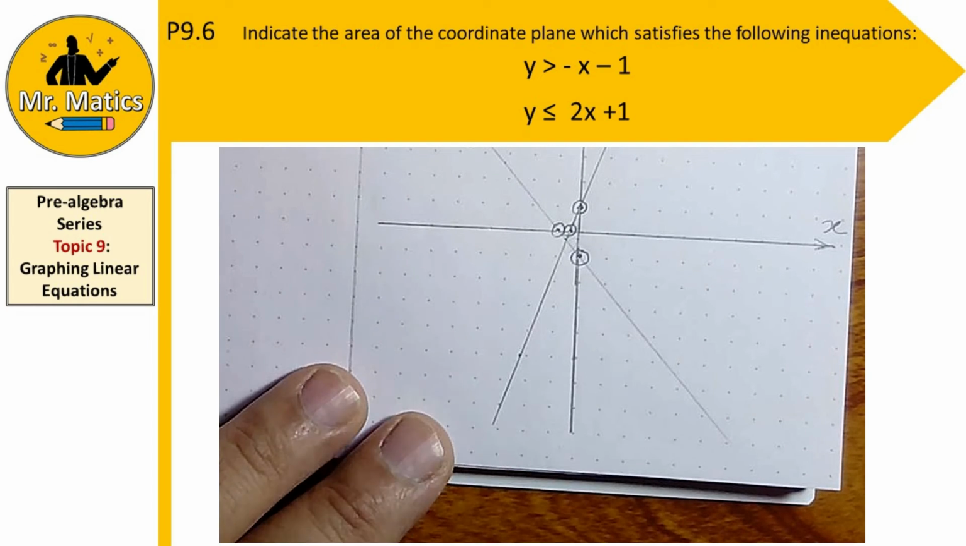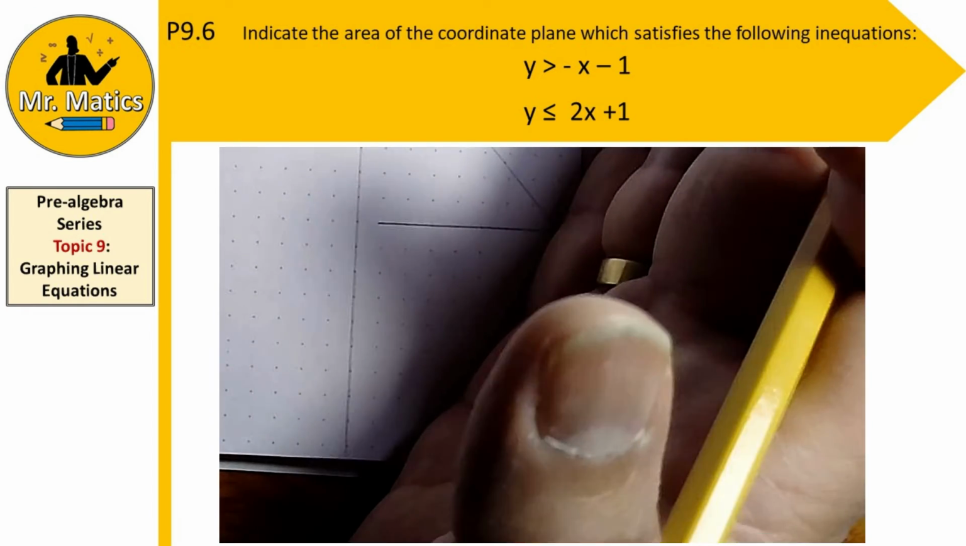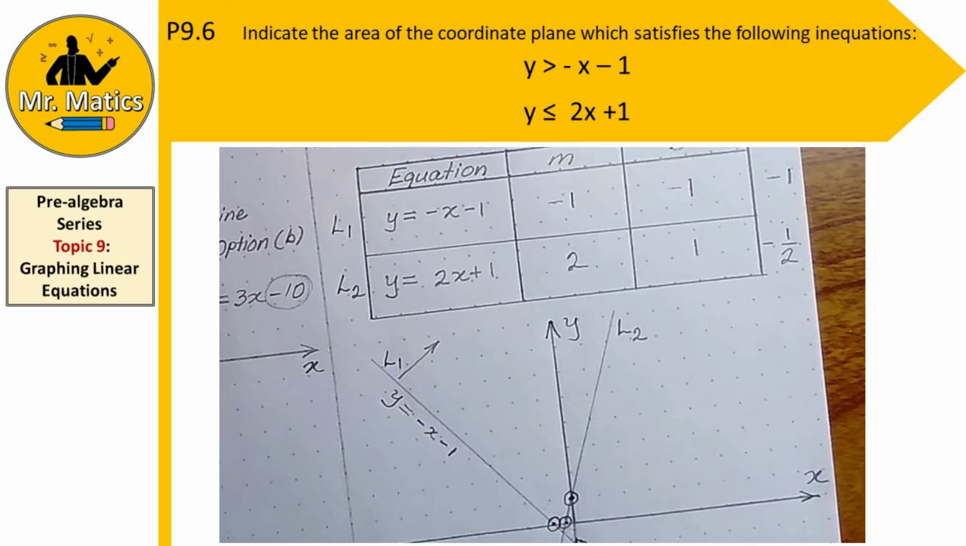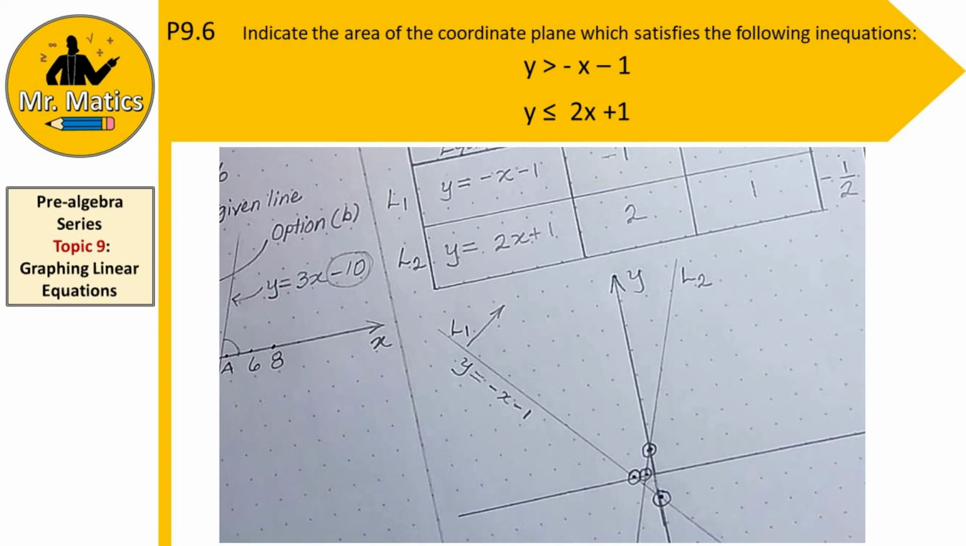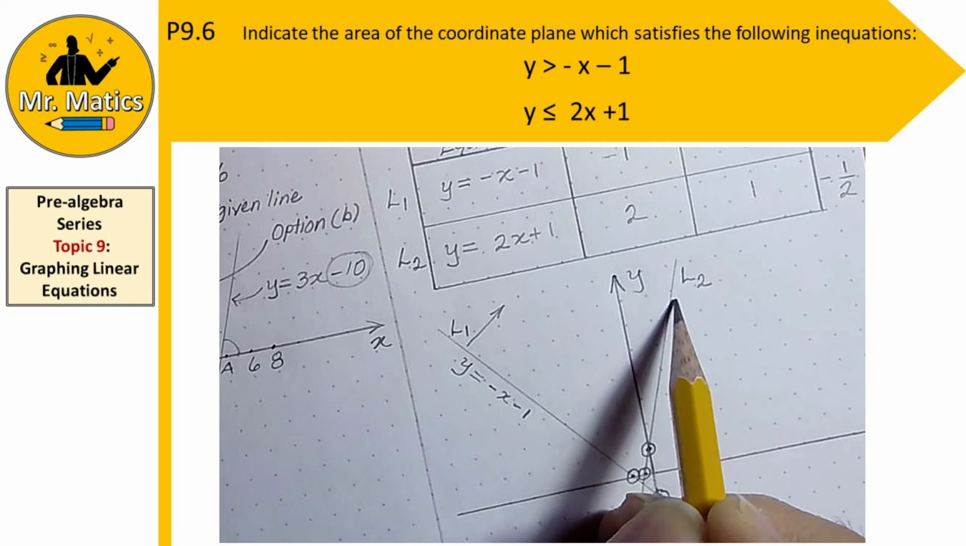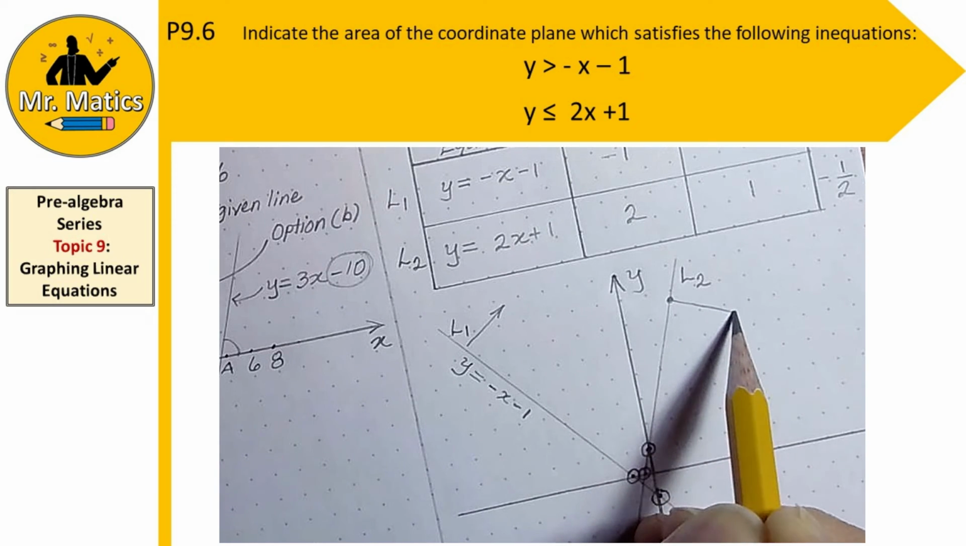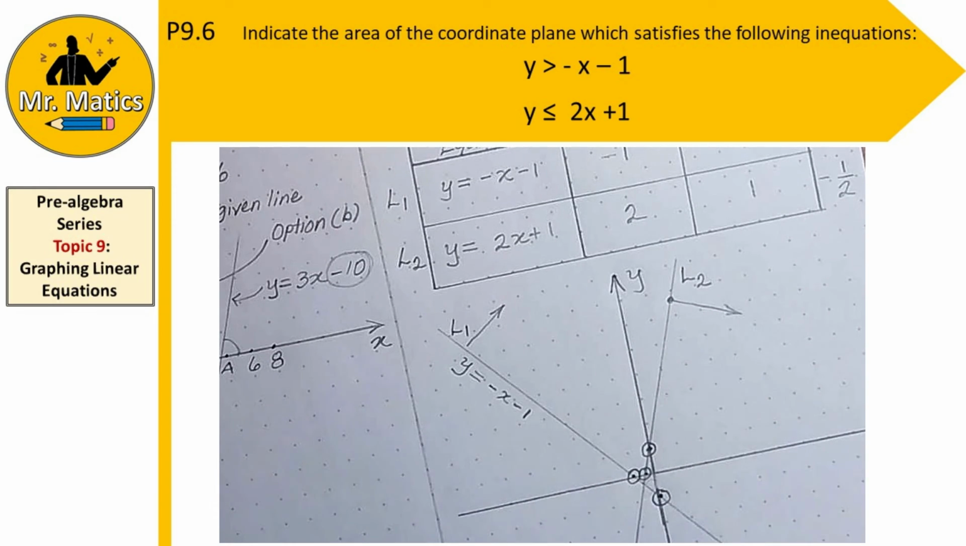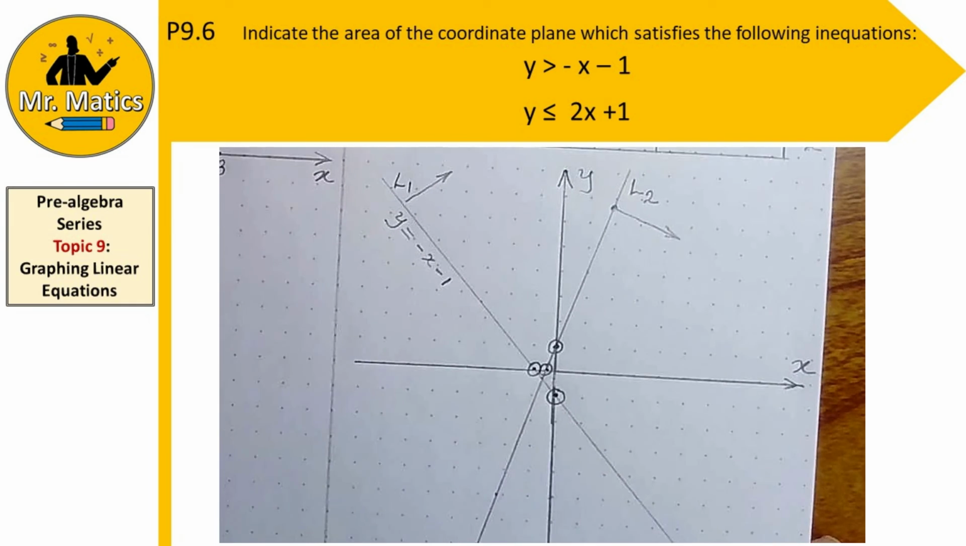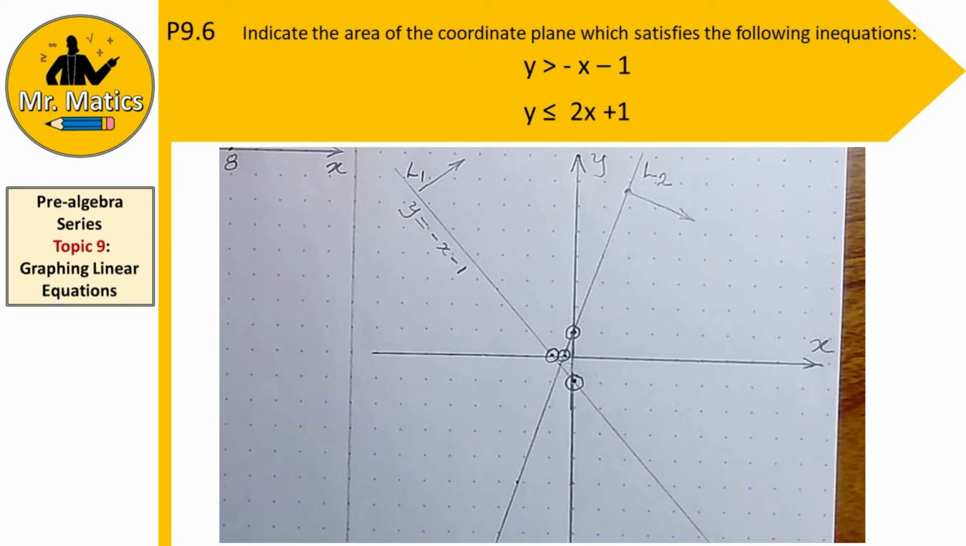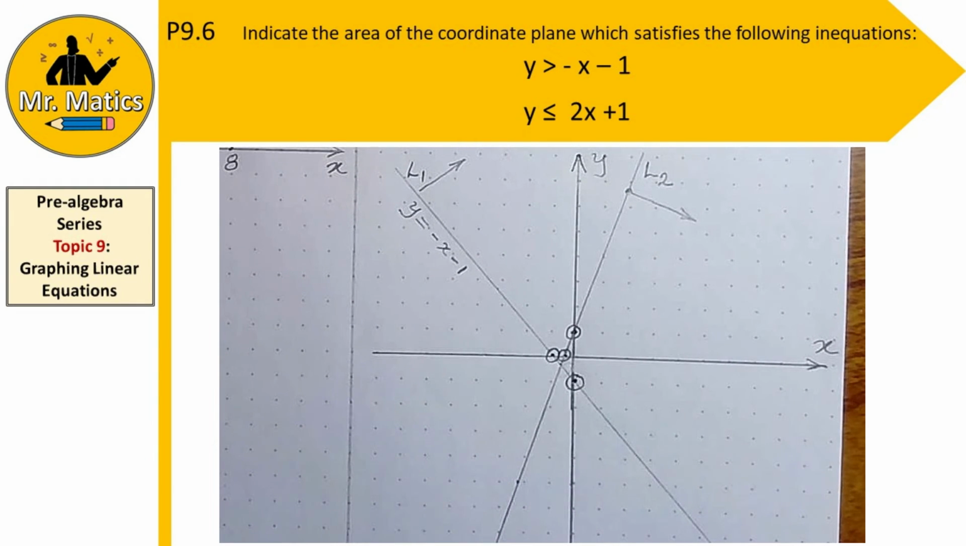So it means that all the points which are to the right of L2 will satisfy that equation, and also on L2. So we are going to indicate it like this. Now, let me unzoom so you can see all of it together.